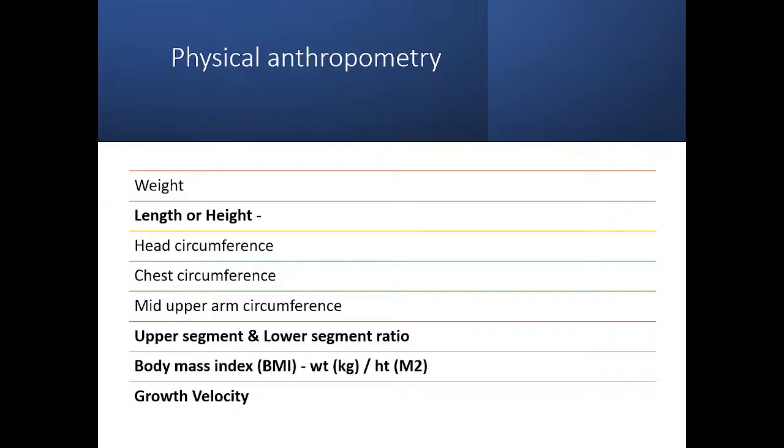Then the head circumference, chest circumference, mid upper arm circumference. I think all of you know how to take them and what importance they have. Upper segment, lower segment ratio, that is also an important anthropometric parameter. Body mass index in children with obesity, and growth velocity. So these are the few parameters in terms of the pediatric population. In each and every child you need to monitor.